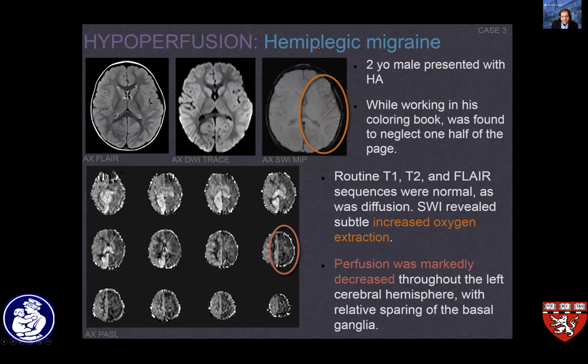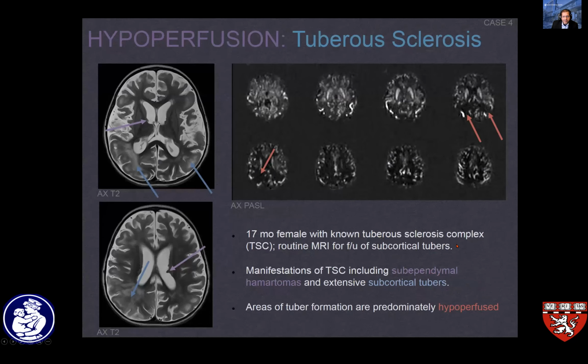Next patient is a hemiplegic migraine patient, a 2-year-old male who was working in his coloring book and was found to neglect one half of his page. It was an interesting presentation. On the conventional sequences, it was really hard to see any abnormality, but on SWI, you can see increased veins here, suggesting subtly increased oxygen extraction. Perfusion was markedly decreased on the ASL throughout the left cerebral hemisphere, with sparing of the basal ganglia and thalami, as you can see here. This patient had hemiplegic migraine.